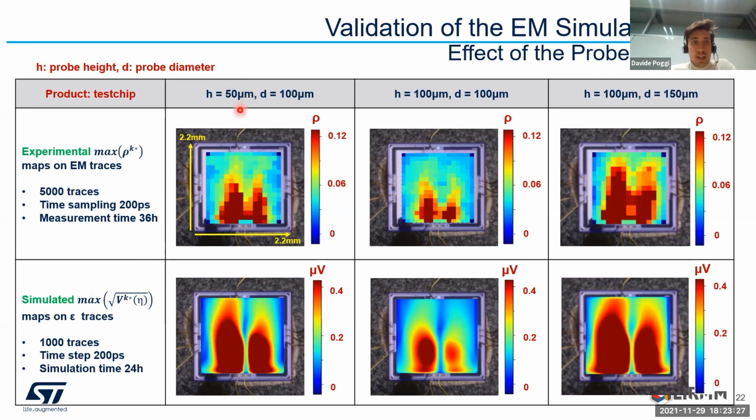And what we did vary here is the probe height from 50 to 100 micrometers and the probe diameter from 100 to 150 micrometers. So first of all, we can observe that when you decrease the probe height, and when you increase the probe diameter, obviously the signal to noise ratio of the EM radiation captured by the probe is greater. So you have greater leaking areas with stronger intensities. And the second observation that we can make, the most important observation, is that our simulation flow seems to correctly reproduce these effects, because we have a very good agreement between each pair of experimental and simulated maps.